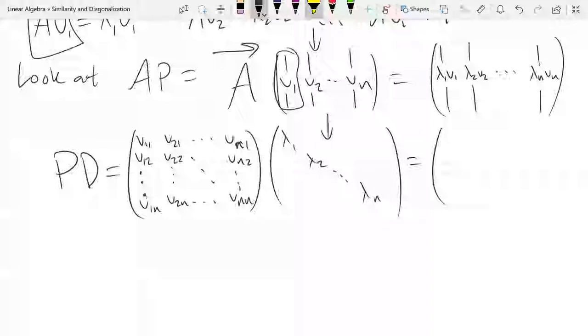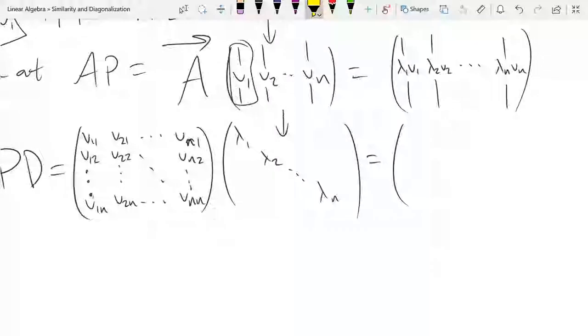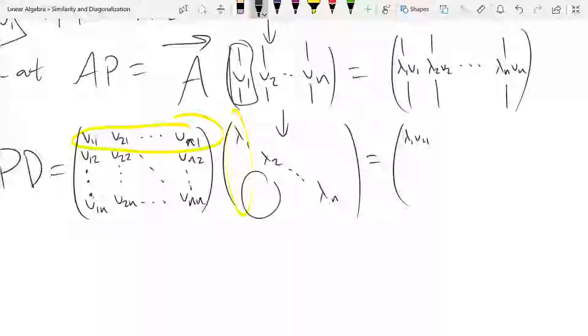All right. So we're going first row, first column to get the upper left position right there. So it looks like it'll be lambda 1, V11, plus a bunch of zeros after that, because I didn't write them in, but these are all zeros off the diagonal. So there'd be a bunch of zeros.